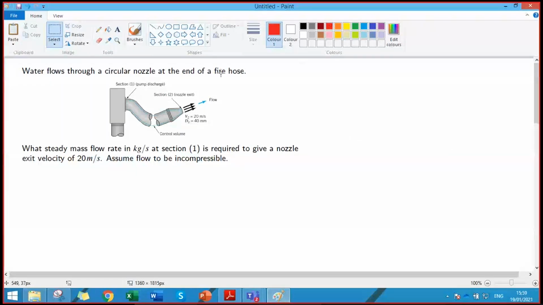at this location, at the inlet, if you require a velocity of 20 meter per second at the location 2, that is the outlet of the nozzle at this point. So can we do that? Can we get the mass flow rate if we know the velocity at the outlet?